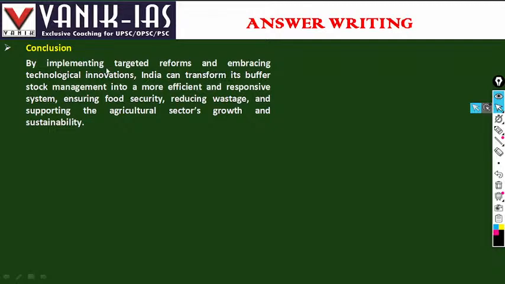Conclusion: by implementing targeted reforms and embracing technological innovation, India can transform its buffer stock management into a more efficient and responsive system, ensuring food security, reducing wastage, and supporting the agricultural sector's growth and sustainability.